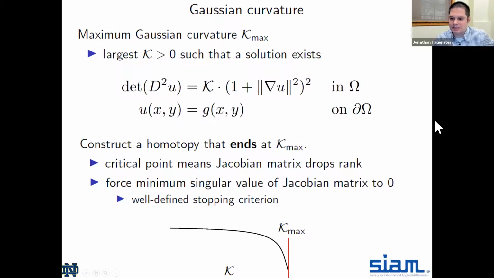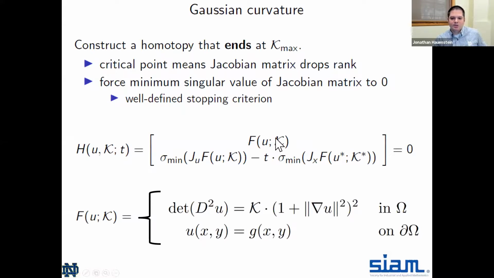Okay, so here's the form of it. You have your system of equations coming from your PDE, and then you set up a homotopy which forces the minimum singular value to go to 0. You start with one point, and it moves to the critical point based on this minimum singular value. So we don't have to have a second one that converges. This is all just local on that path.